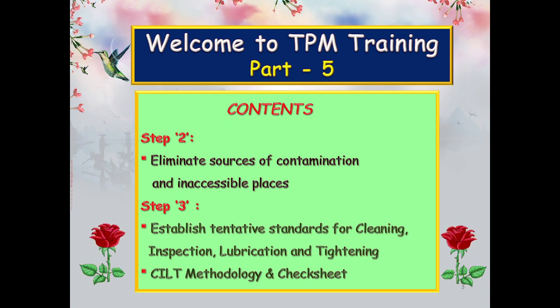In this video, we will be discussing TPM step 2 and step 3. In step 2, we will be discussing two main TPM subjects, that is how to eliminate sources of contamination in your work area and how to identify and rectify the inaccessible places in your ownership equipment area. And in step 3, we will discuss how to establish tentative standards for cleaning, inspection, lubrication and tightening activities, and the CILT methodology, how to prepare and check the check sheet for the equipment.